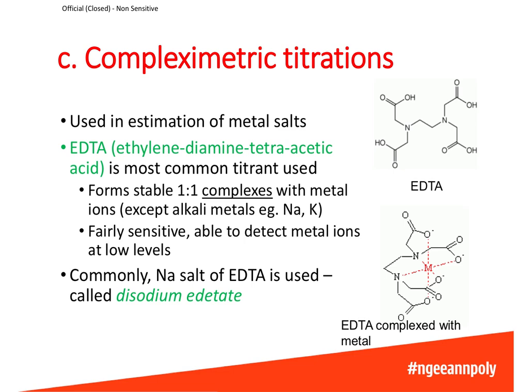You can see the metal ion in the center, and EDTA kind of wraps itself around the metal ion and forms coordinate bonds with that metal ion. This method of titration is fairly sensitive and it's able to detect metal ions at very low levels. The most common form of EDTA that we use is the sodium salt called disodium edetate.